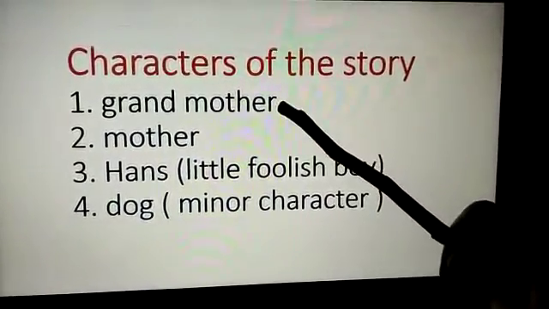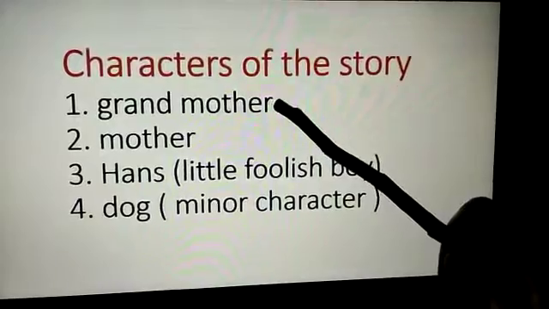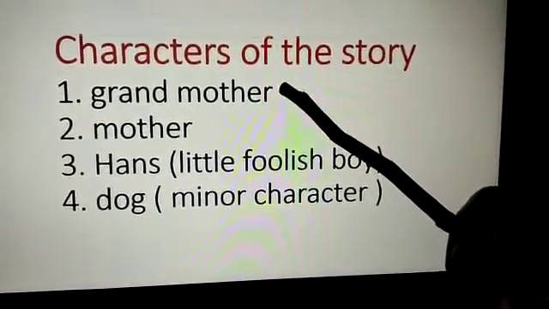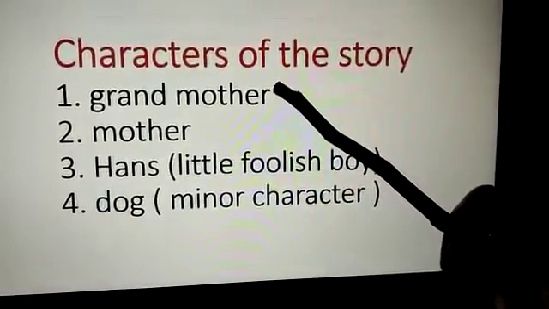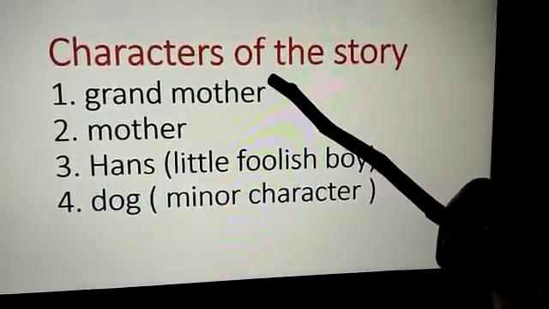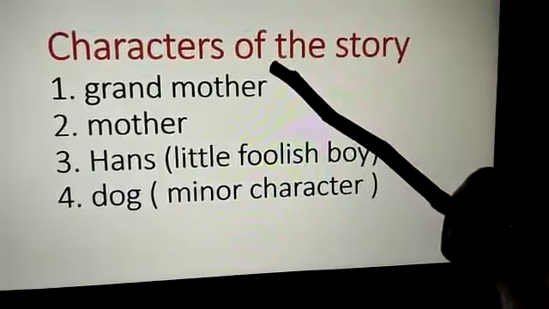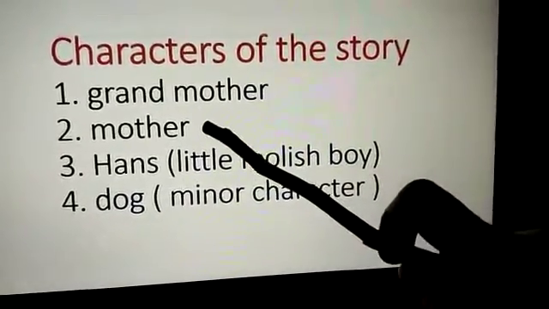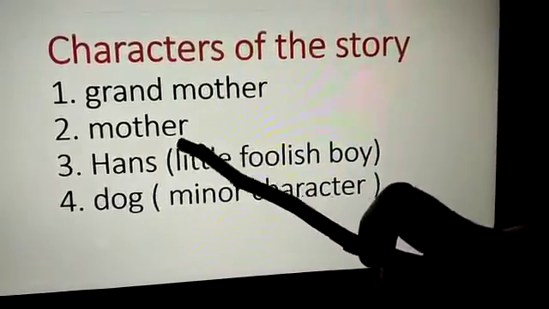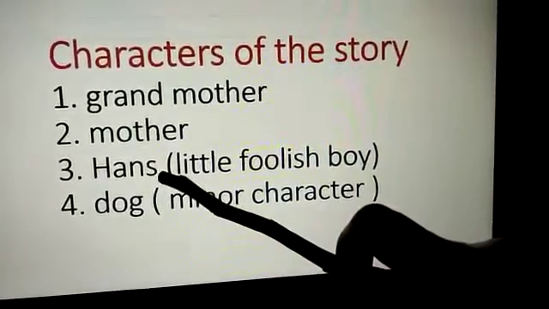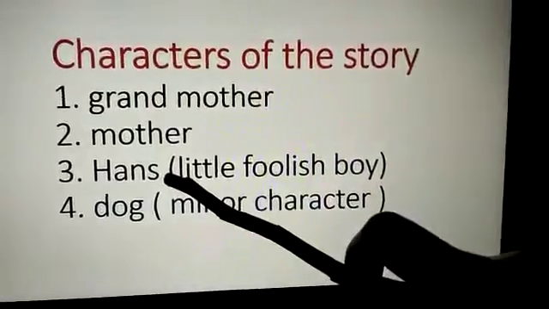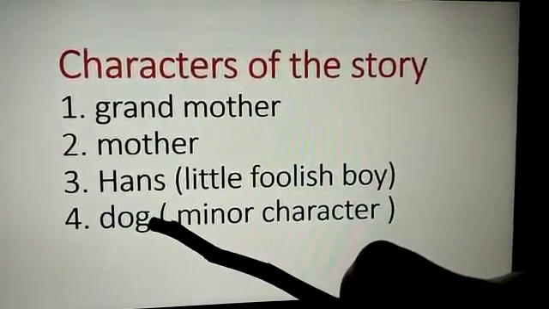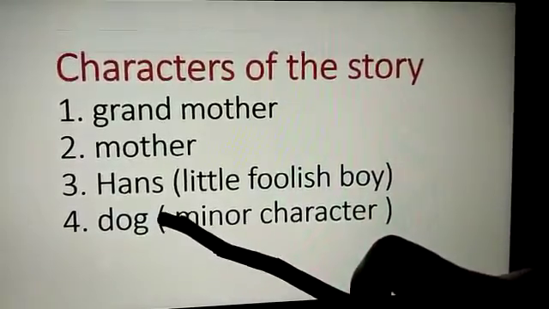First one is grandmother, and grandmother is a character. Grandmother is the mother of your father or mother, and she is Hans' grandmother. He loves his grandmother and usually used to visit his grandmother's house. Next one is mother, and she is Hans' mother. Third one is Hans, and Hans is a very little boy and he is a very foolish boy. Dog is a minor character in the story.